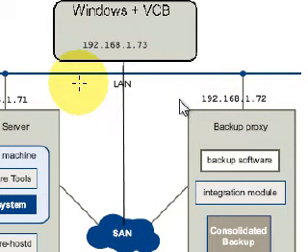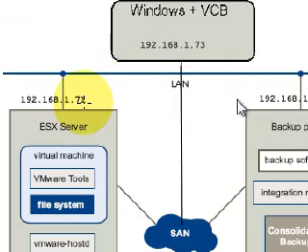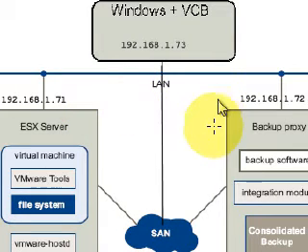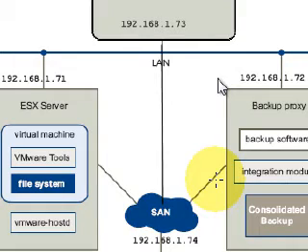There is a Windows machine with the Windows VMware Consolidated Backup, with IP 73. Two ESX servers, the first one IP 70, 71, the second 72, and a Sun iSCSI.